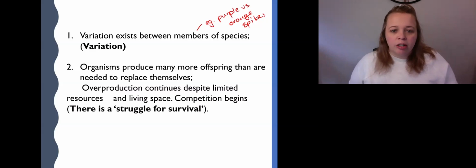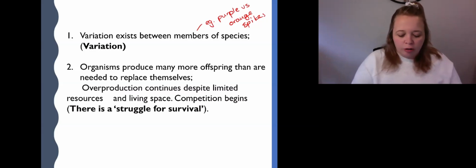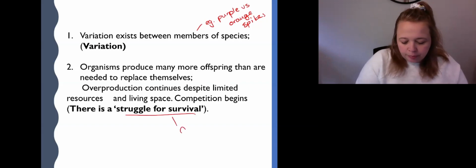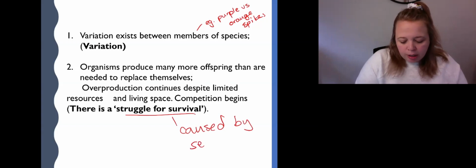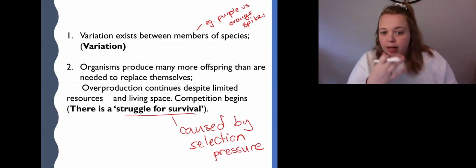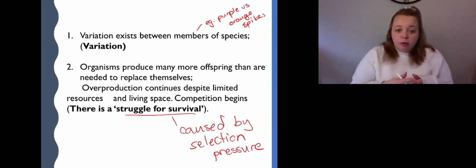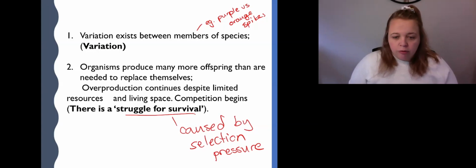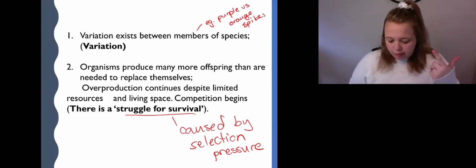Okay, so now there's a difference there. There is a struggle for survival. This could be caused by a selection pressure as well. So the selection pressure could come in. There could be a new predator, for example, and therefore there are too many of an organism around, and we need to cull some. So you've got variation, and we've got a struggle for survival.